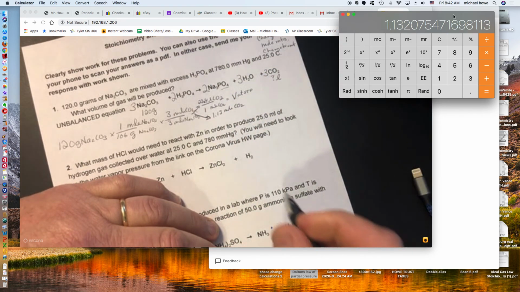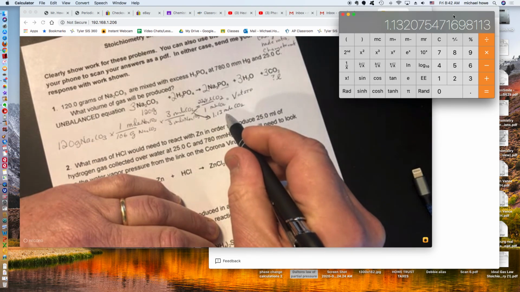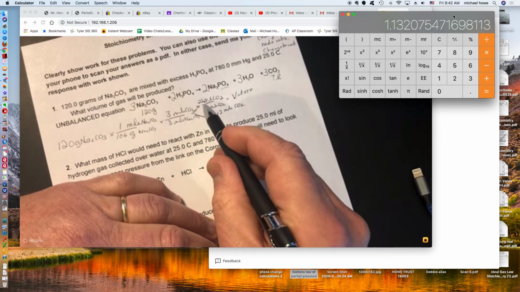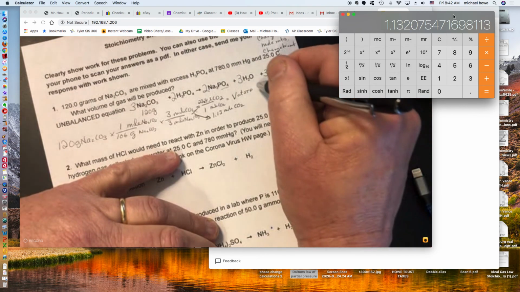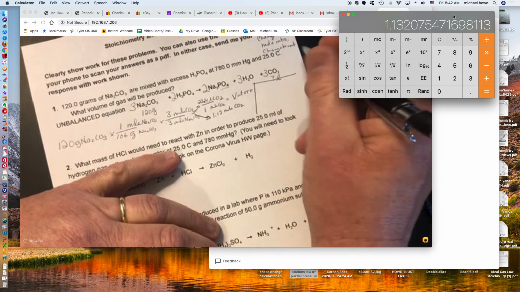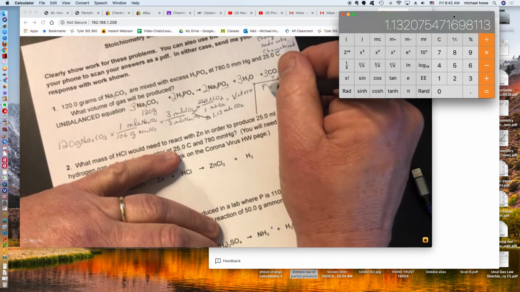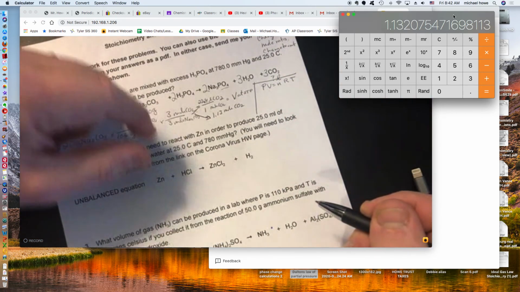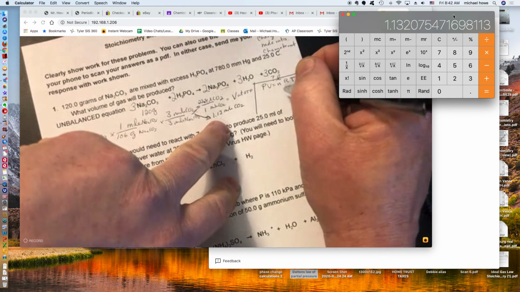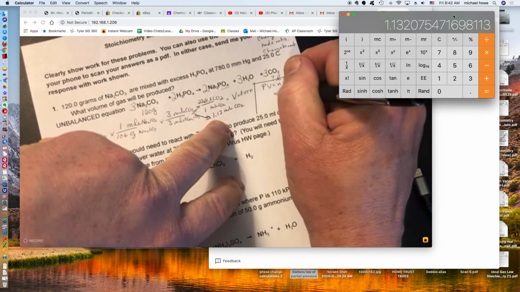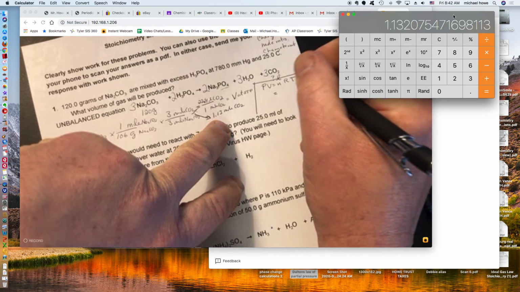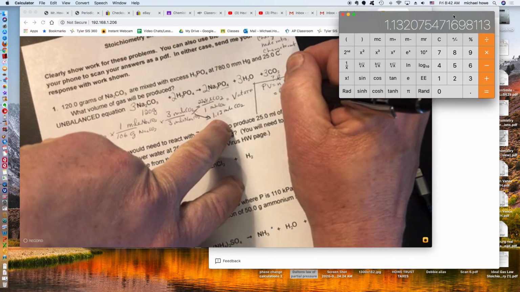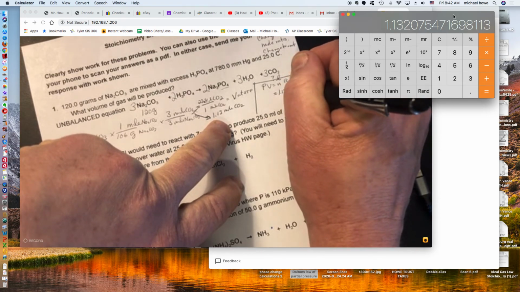Okay, now if we know moles of CO2, can we find volume another way besides using 22.4? Yes, you can. And that way is the ideal gas law. So PV equals nRT. Now it becomes a real simple plug and chug, just like the ideal gas law problems were not super hard. So you have n equals 1.13 moles.